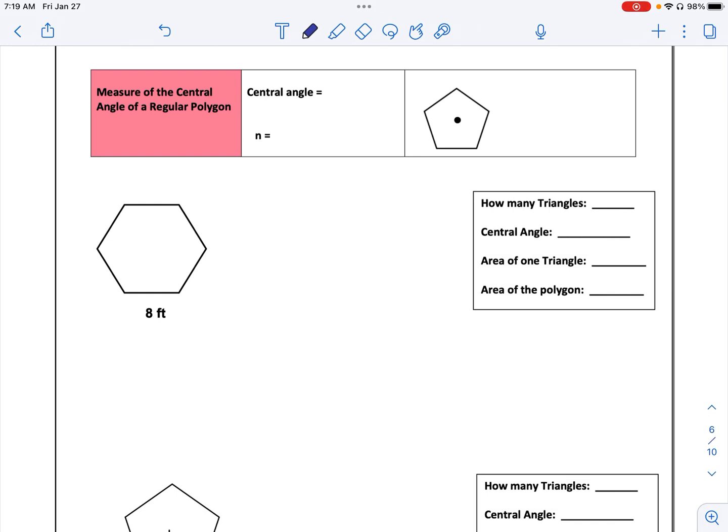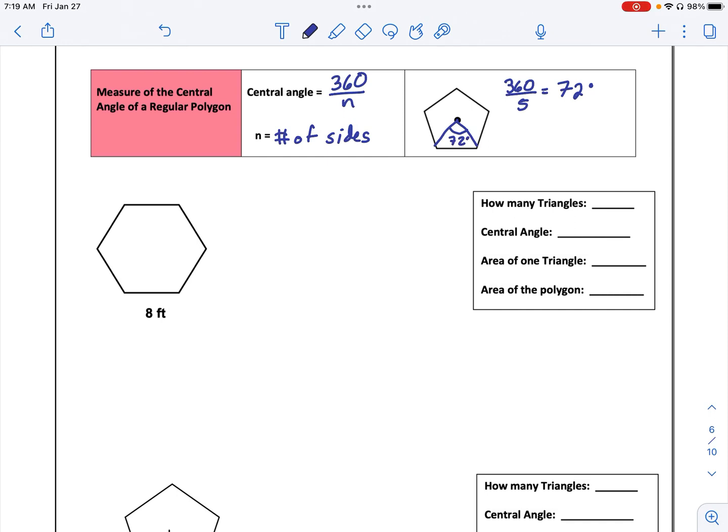So we're going to be using something called the central angle. To find it, we're going to do 360 divided by n, and n is the number of sides. 360 is how many degrees are in a circle, so that kind of helps you remember that. So for this shape, we've got 5 sides, so we would do 360 divided by 5, which would give me 72 degrees. So if I were to draw this triangle, what I just found is that this is 72 degrees.